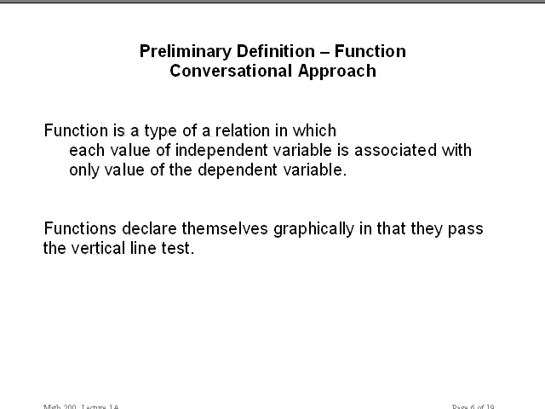What I described before was a relation between two variables, or two sets. A function is a special type of relation in which each value of the independent variable is associated with only one value of the dependent variable. Of course, graphically, you're used to finding functions by seeing if they pass the vertical line test.